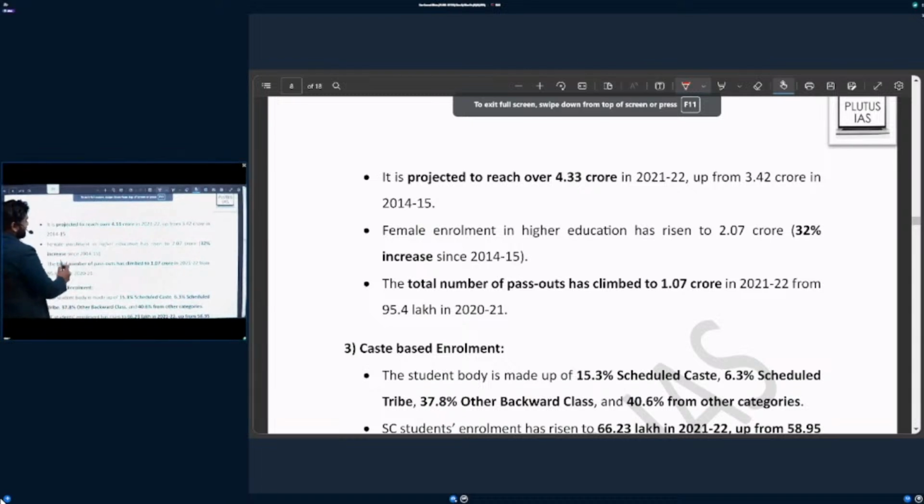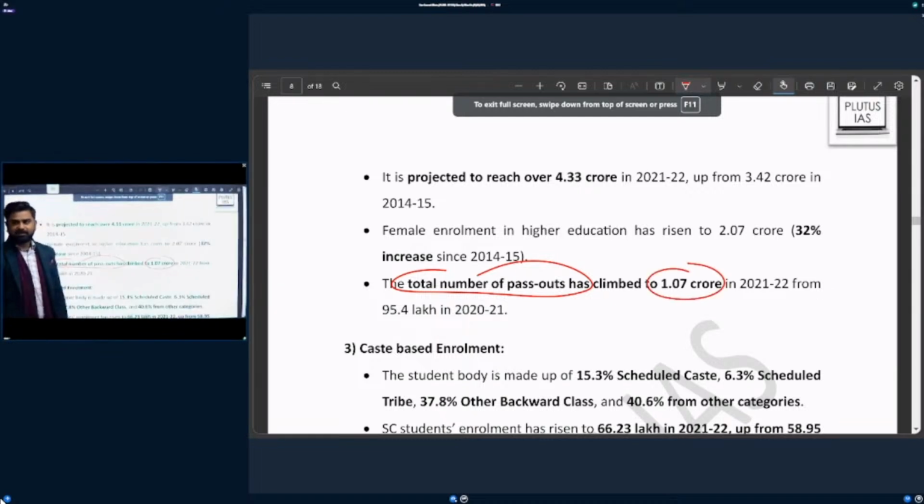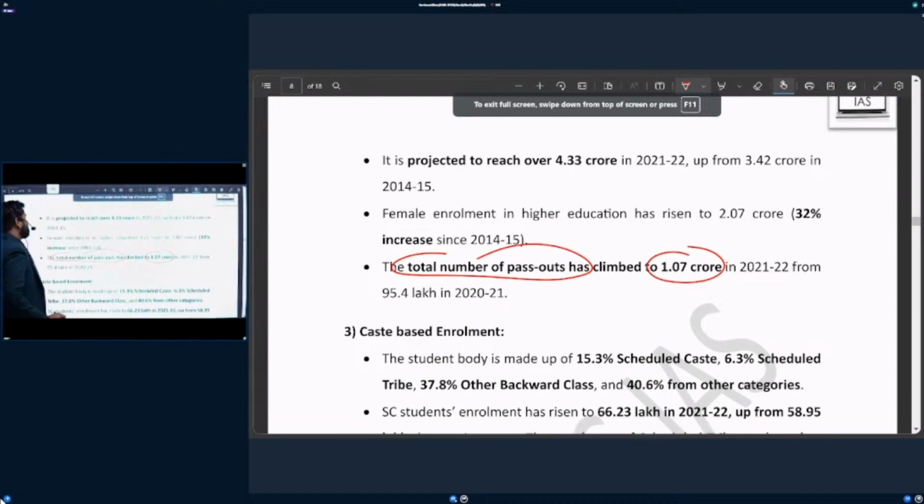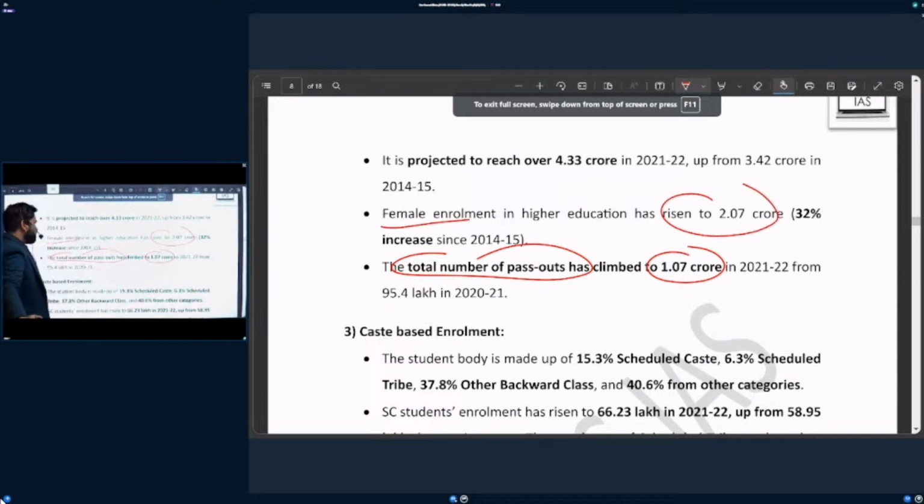टोटल नंबर ऑफ पास आउट्स हैज क्लेम्ड टू, हर साल 1 करोड़ लोग हायर एजुकेशन से निकल रहे हैं. ठीक है, तो 1 करोड़ जॉब बननी चाहिए हर साल, नहीं तो यू आर इन ट्रबल्स. सो एनीवे रिमेंबर, ये तो कॉमन सेंस है. Female enrollment in higher education has risen around 32%. So it's good news, but nonetheless the number of pass outs is increasing. 1 crore passed out in the previous year.